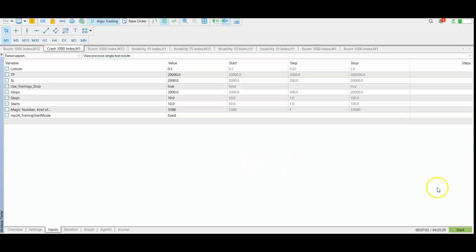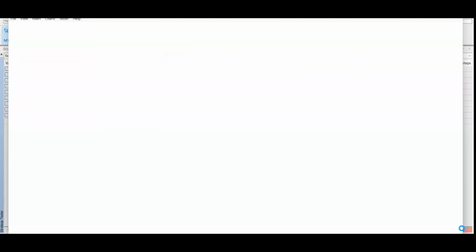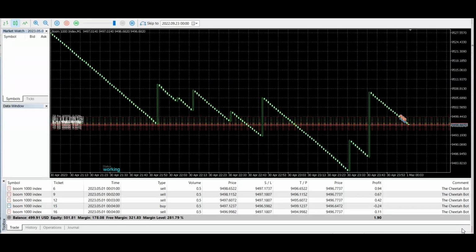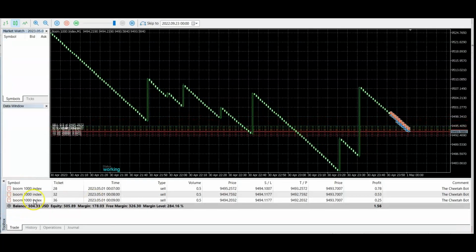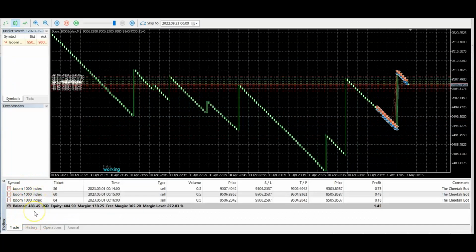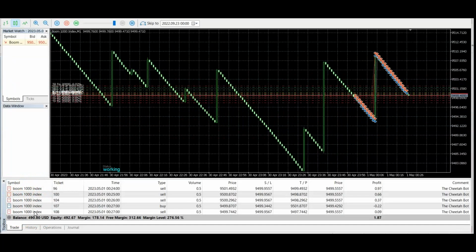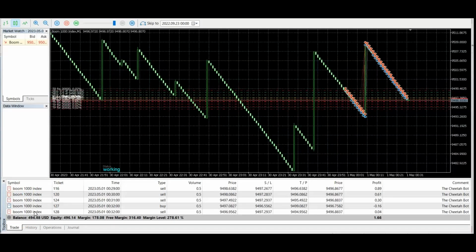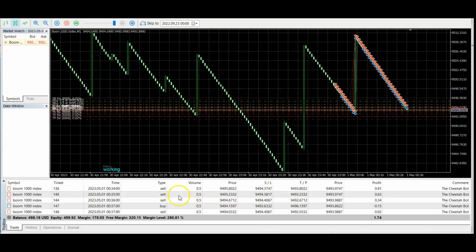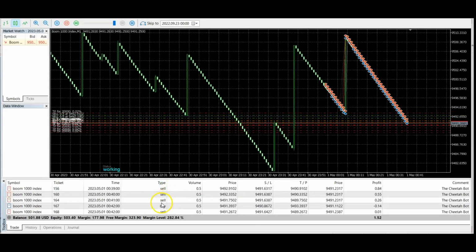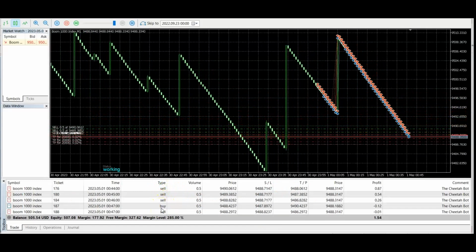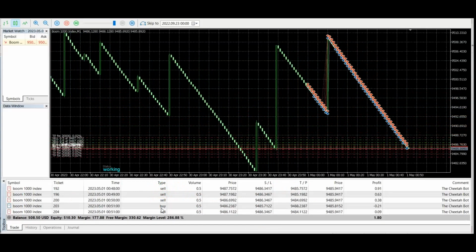Okay, guys, without further ado, let's just start the back test. As you can see, I made the initial deposit 500 because this EA opens a whole lot of trades at the same time. Let's see how many: 1, 2, 3, 4 trades each and every time, guys.